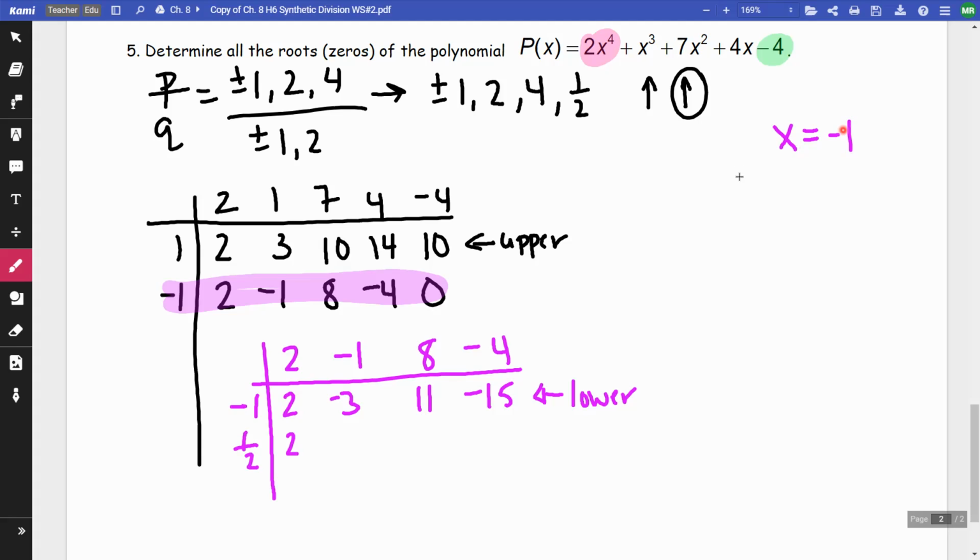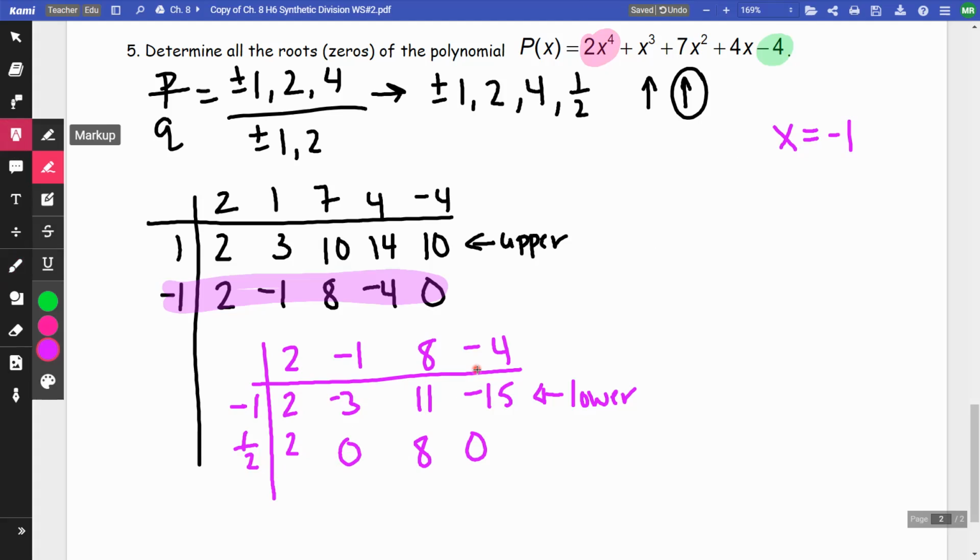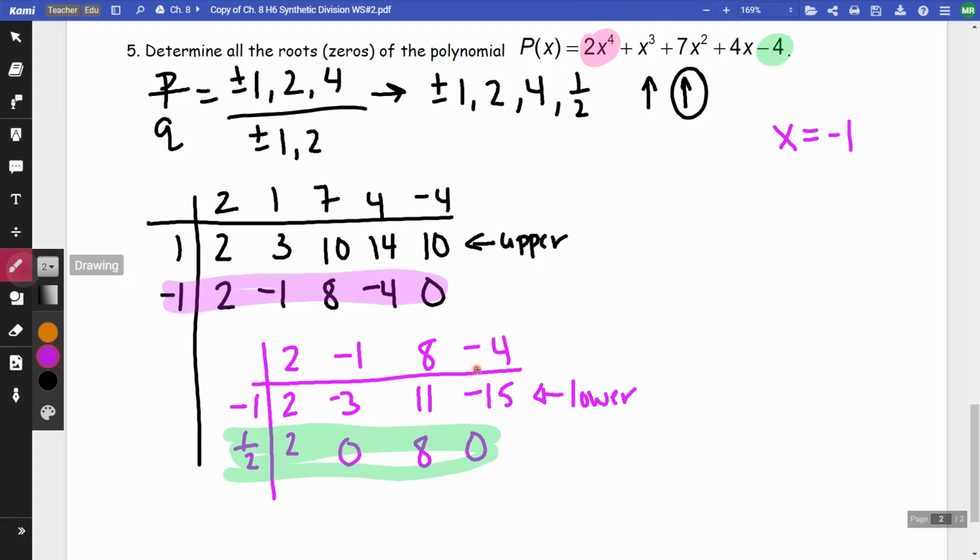Bring down my 2. 2 times 1/2 is 1. I add it, I get 0. 0 times 1/2 is 0. I add it, I get 8. 8 times 1/2 is 4. I add it, I get 0. So 1/2 was a solution. I have to highlight and not purple here. So I ended up with x equals 1/2 also as a solution.